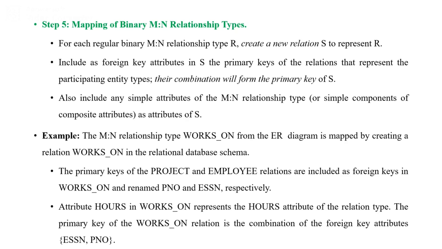The primary key of the works on relation is the combination of project number as well as ESSN. The project number is the primary key of the project table, and the employee table has ESSN as its primary key. Both combined together will identify the hours attribute of the relationship type, that is works on. So this is how the project and employee entity types both participate in a relationship type R, where the constraint is in M to N manner.